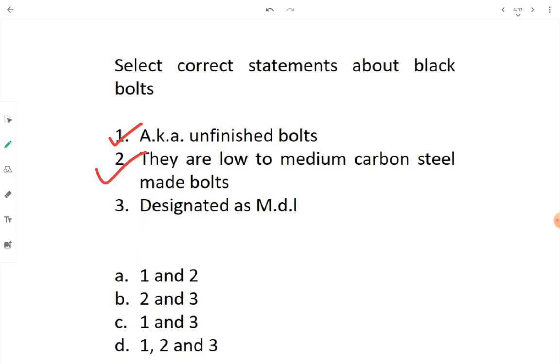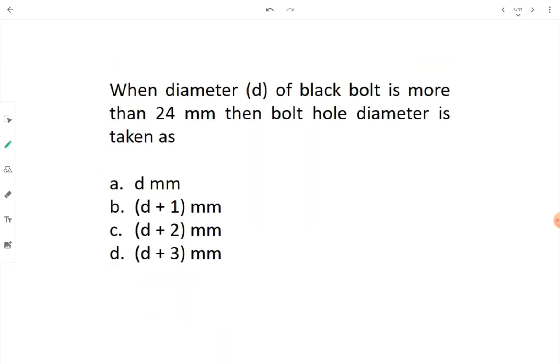Then they are designated as MDL. Yes, black bolts or unfinished bolts are designated as MDL, where D stands for diameter of the bolt and L stands for length. Therefore, since all the three statements here are correct, we will go with option D, 1, 2 and 3. Okay, let's go to the next question.